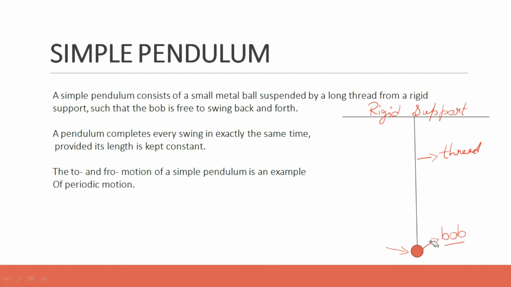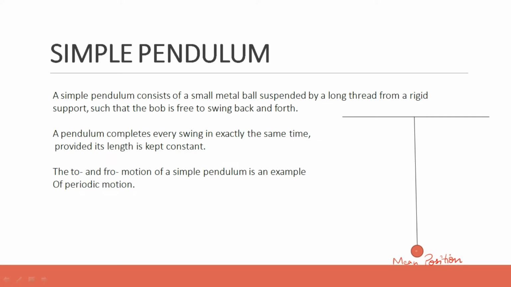But first of all, let me tell you some important positions for this bob, right? So one such position is the present position. You can see where the bob is. So this position is known as the mean position. This is the mean position of the bob, right?